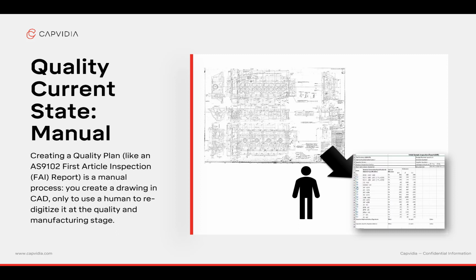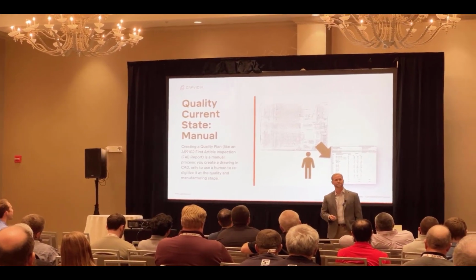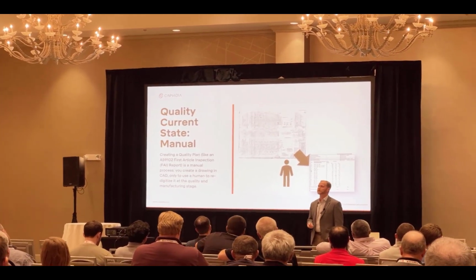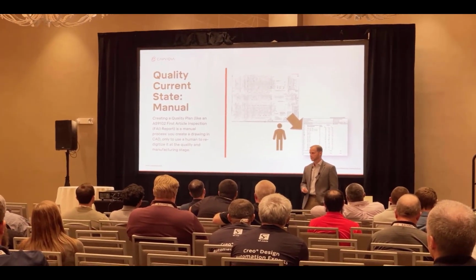And you generate this Excel spreadsheet. In some industries, there are standard spreadsheets like AS9102. But you have this first article spreadsheet, and this is an important document for your first article process. So it's a pretty lengthy process.